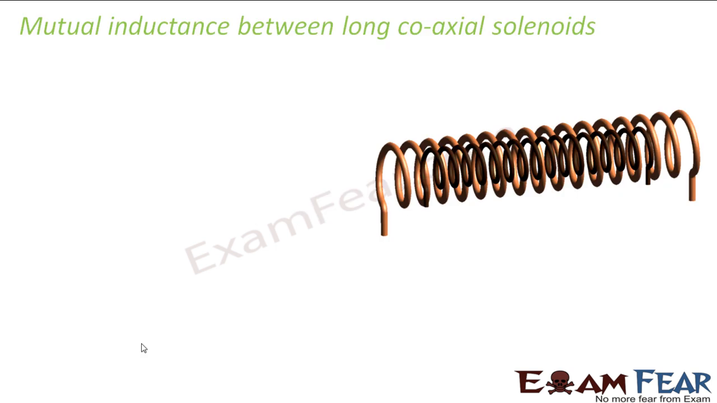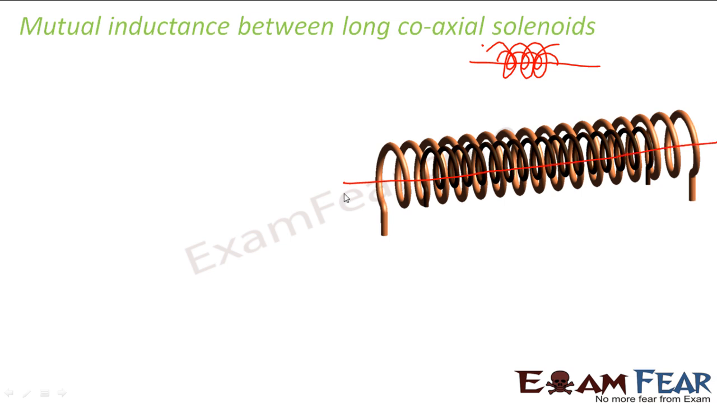So now let us try to derive an expression for mutual inductance between long coaxial solenoids. What do I mean when I say coaxial solenoids? That means the axis of the centers of both the solenoids would be the same. For example, if this is one solenoid, the other solenoid would be something like this. That is, the axis of both the solenoids would be the same. So that is the case here.